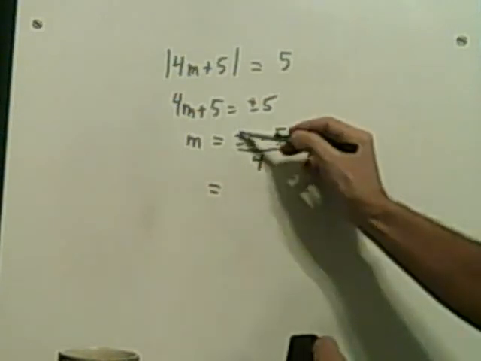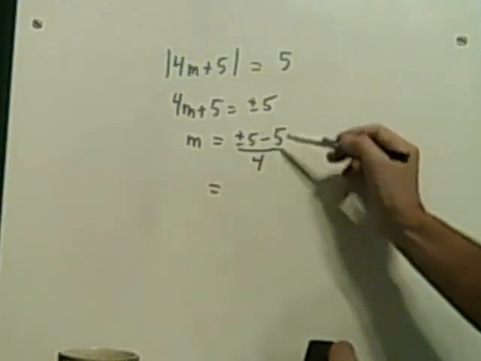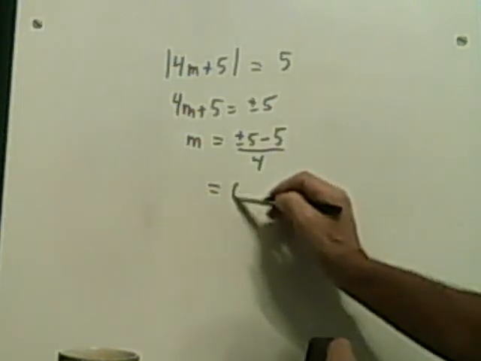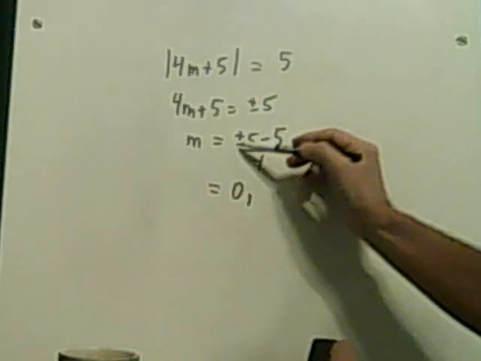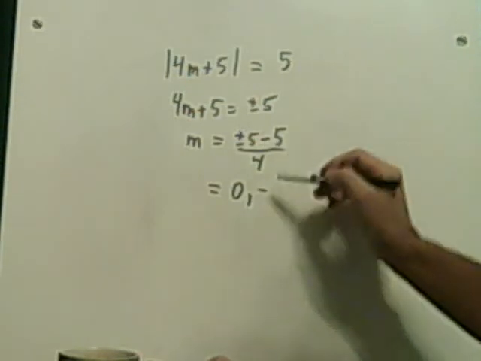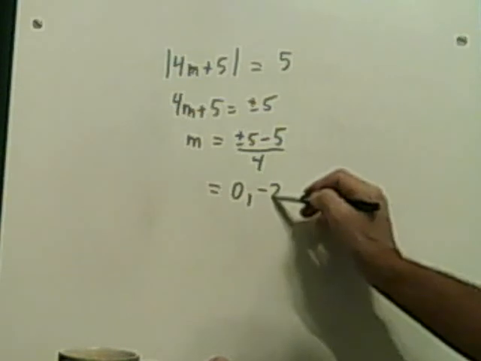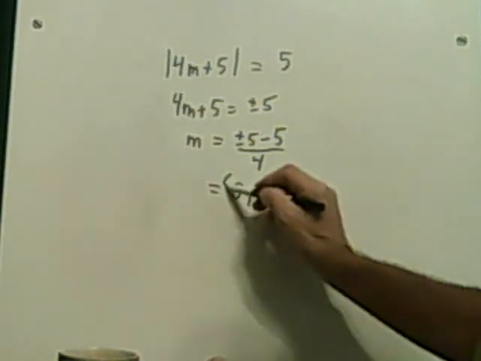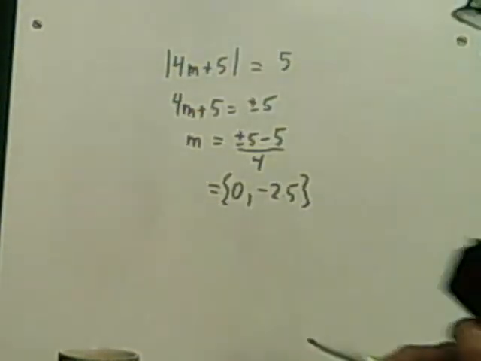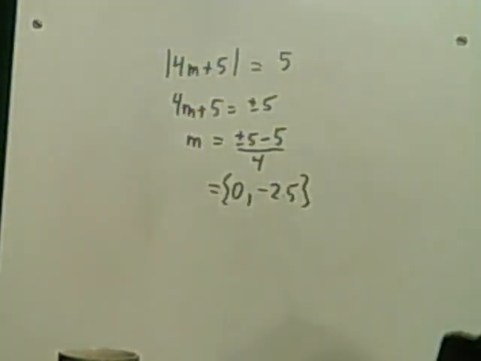I'll take the positive sign to get one of the answers. That's going to be +5, -5, or 0. So one answer is going to be 0. The next one, I'll take the negative. That'll give -5, -5, that's -10, over 4, that's -2.5. So there are two solutions, okay? 0 and -2.5. That's number 30.